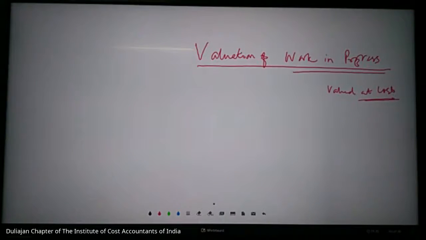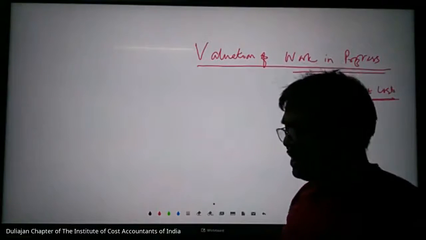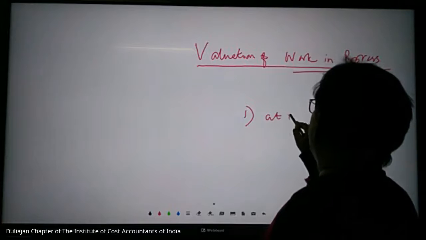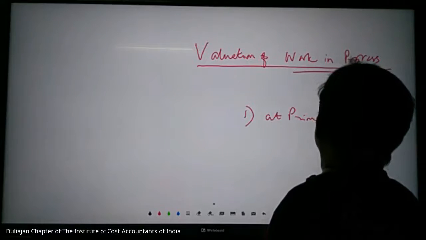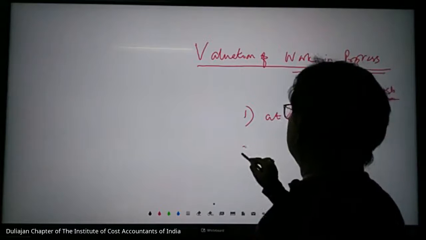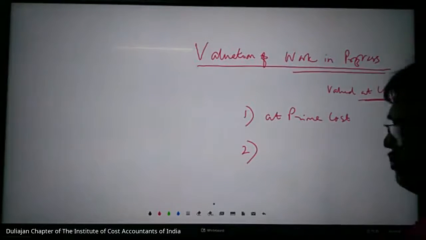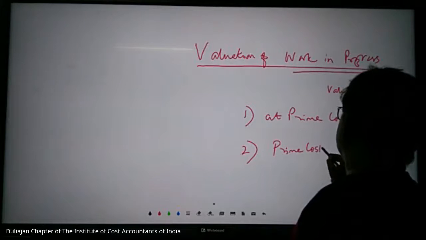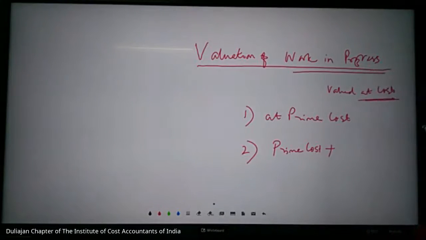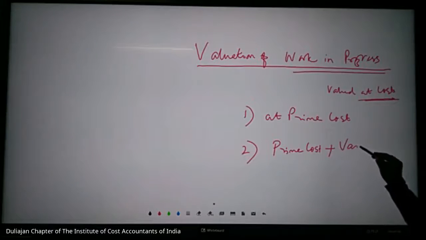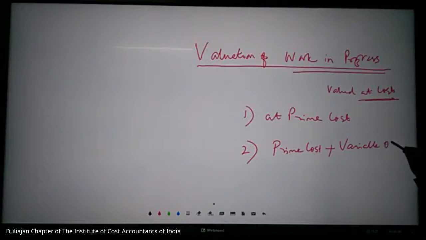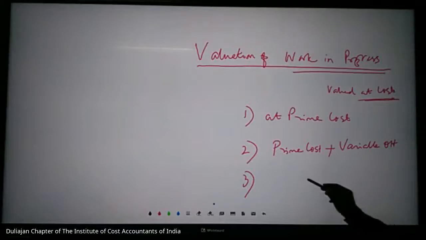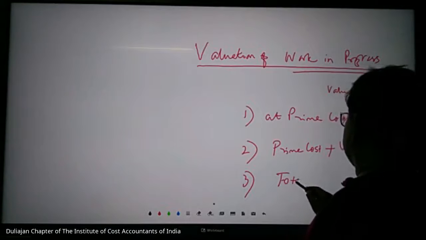There are different methods. Basically, I will say three methods. One is at prime cost. Second is prime cost plus variable overheads. Third is at total cost.